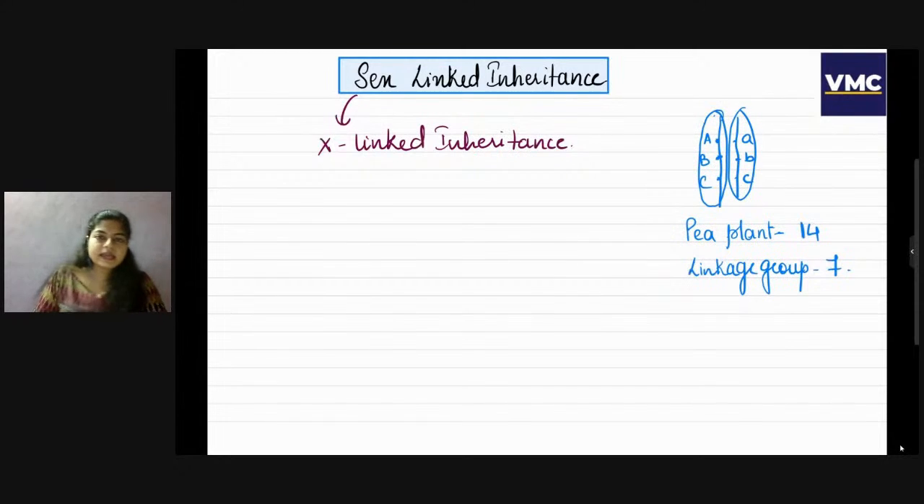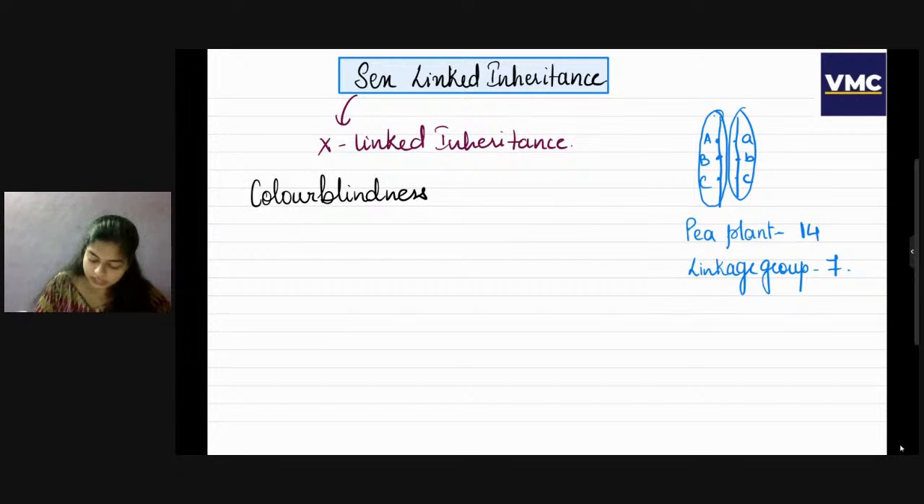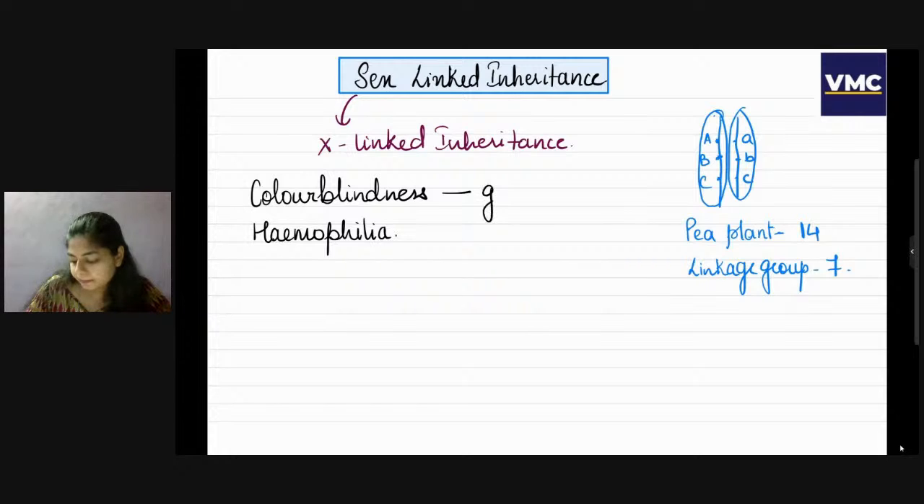Okay, so sex linked inheritance, here the examples which we study for sex linked inheritance or X linked inheritance are color blindness and hemophilia. Now color blindness is the green red color blindness, or red green color blindness. Individuals who suffer from color blindness cannot see the green and red colors properly.